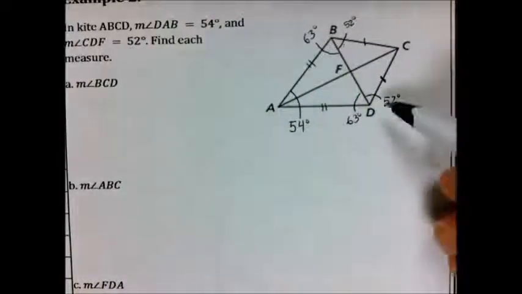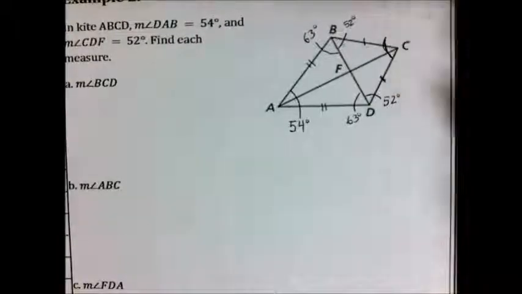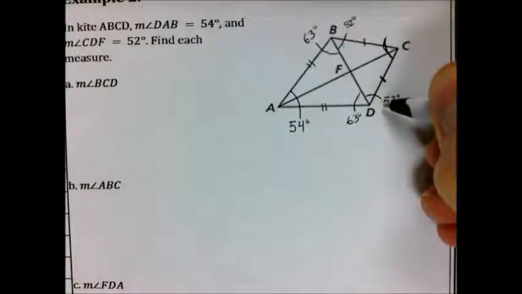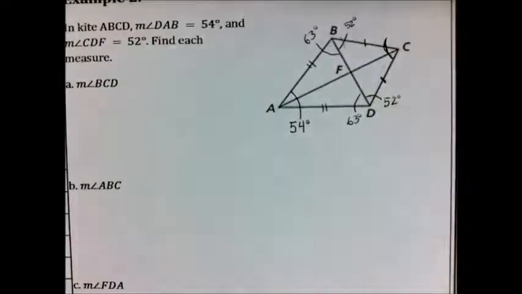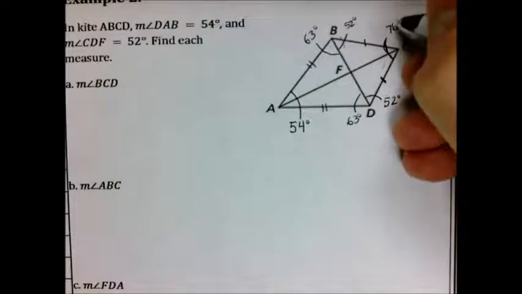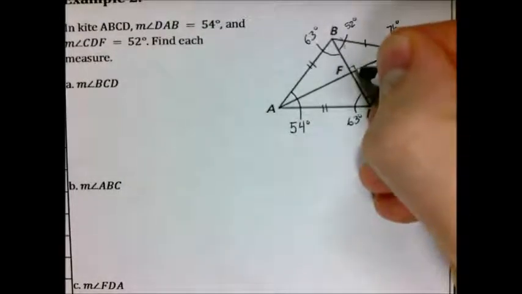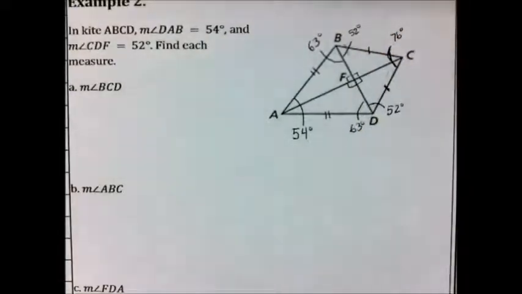Now we also know we can figure out what this whole angle is, right? We can know what BCD is, because 52 plus 52 is 104, and 180, this whole long triangle here, 180 minus 104 is going to be 76 degrees. Okay, and we know again that the diagonals make perpendicular angles, so all of these are going to be right angles.